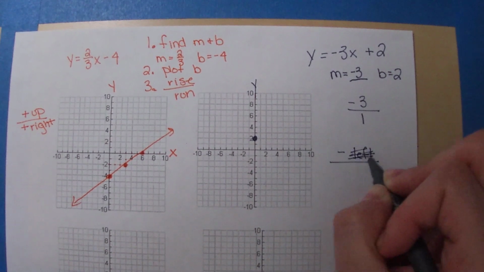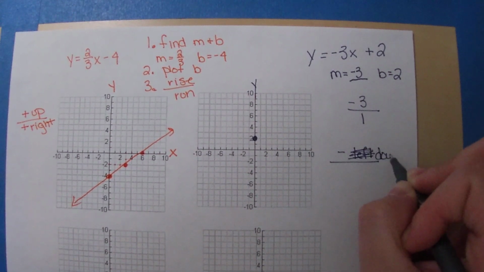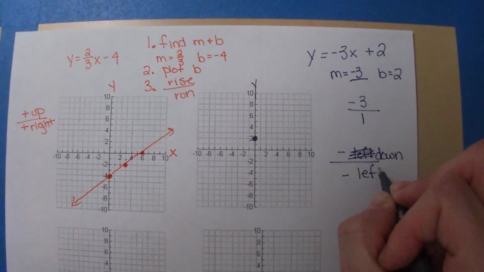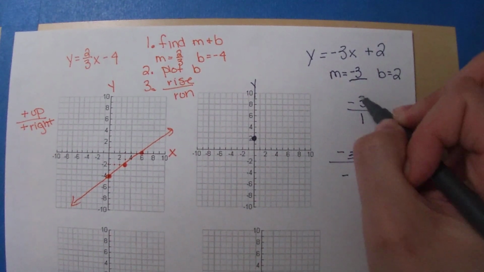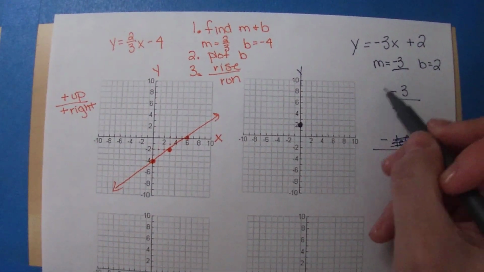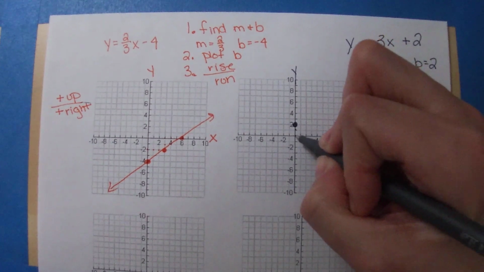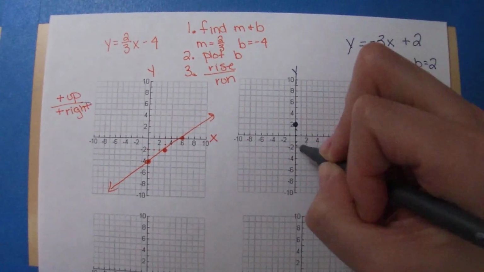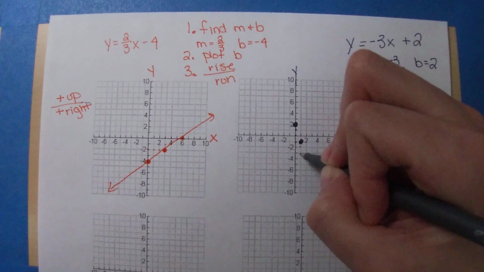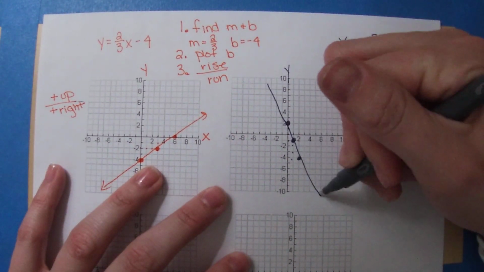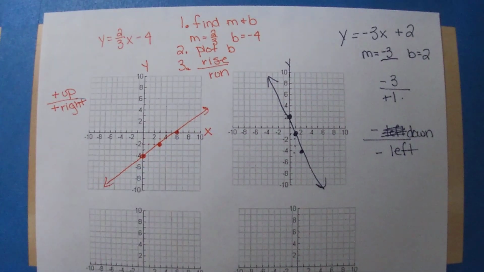If we have a negative on the top, we are going down. My brain is getting ahead of itself. If we have a negative on the bottom, we are going left. So we have a negative over a positive. So we're going to go negative, down, over a positive, which is right. So I'm going to go down 3 and then right 1. And again, I'm just going to do that twice because it helps me draw a better line. But in the Aleks program, it will make a perfect line for you either way.